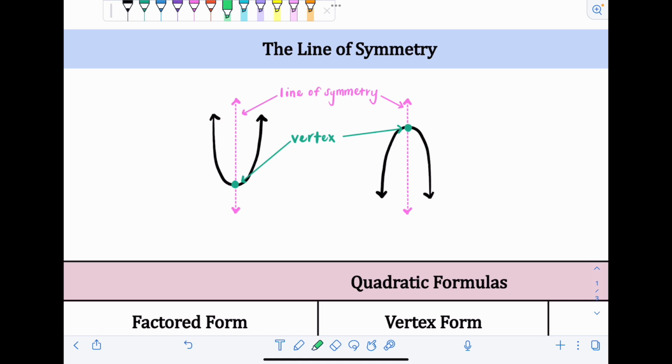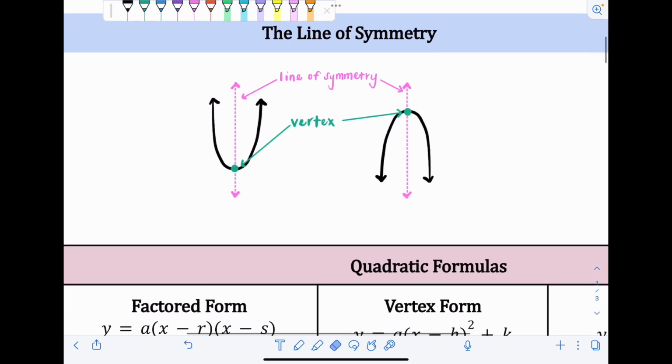So you'll see on the left sketch, the vertex is at the very bottom, and on the right sketch, the vertex is at the very top. The line of symmetry is a vertical line that cuts through the vertex of any parabola. It's called the line of symmetry because if you were to take the parabola and reflect it over that line, it would fall exactly on itself in the same exact position. So the line of symmetry cuts the parabola into two symmetric halves.